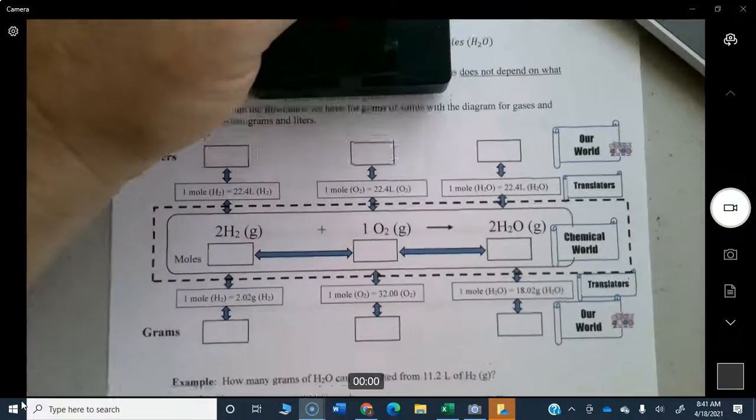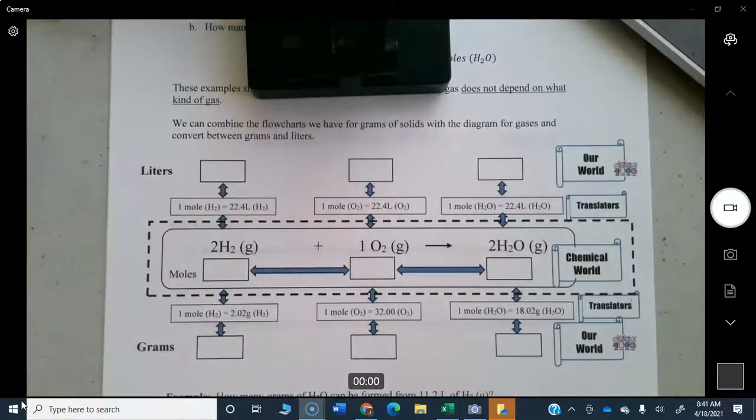So if we look at the flow chart we have here, on this one I put the liters up on the top. It doesn't matter. If you're given some number of liters of any of these substances here, you use that conversion that we just mentioned to get into moles. Now once you're in moles, you can either come back up to liters of some other substance, or you can go down.